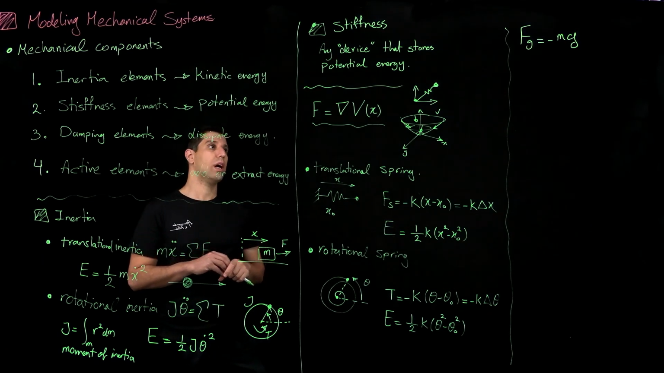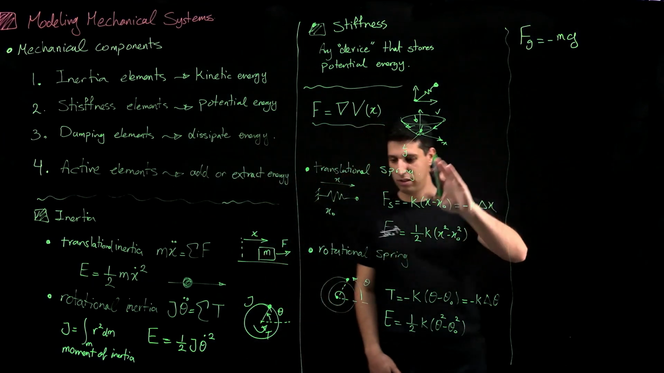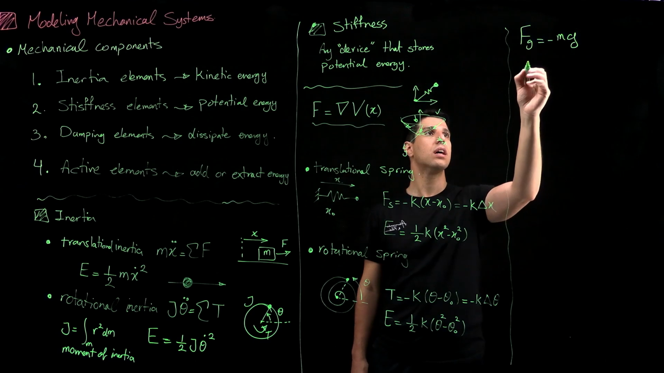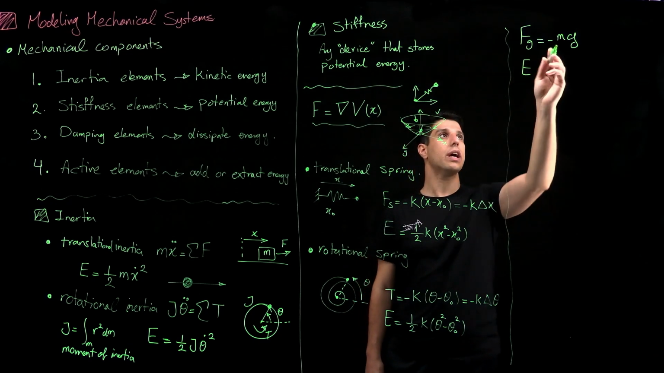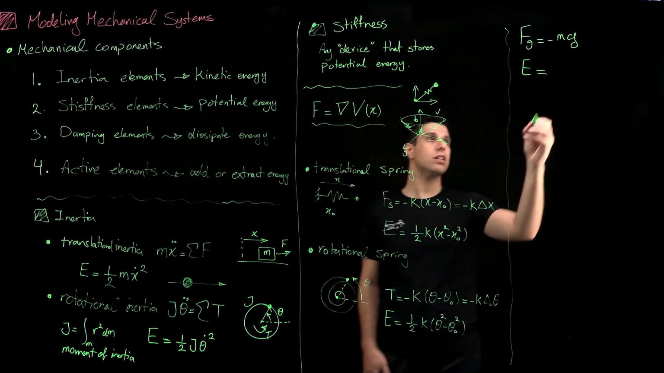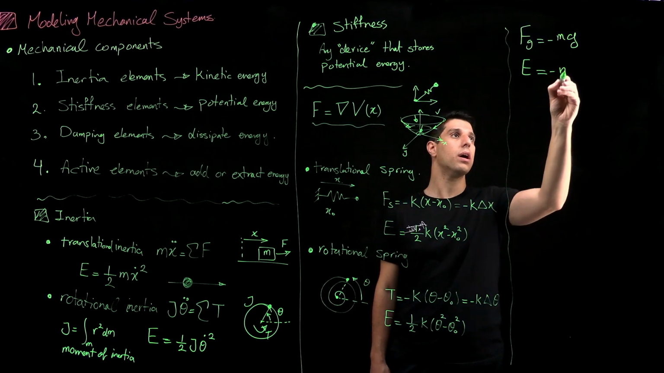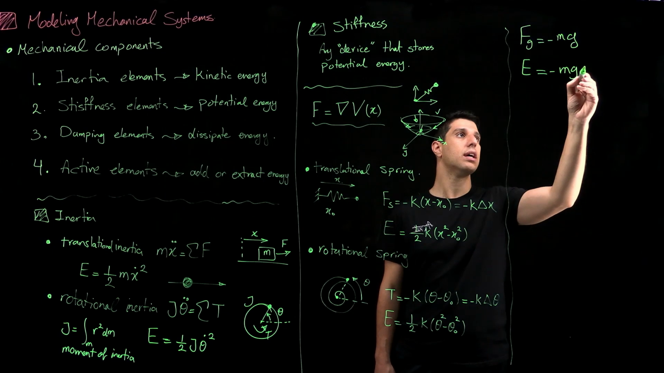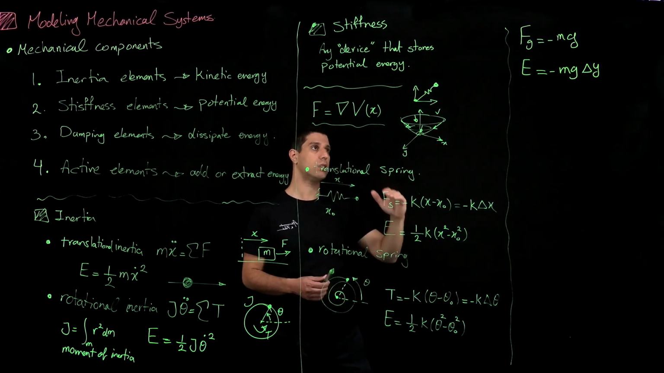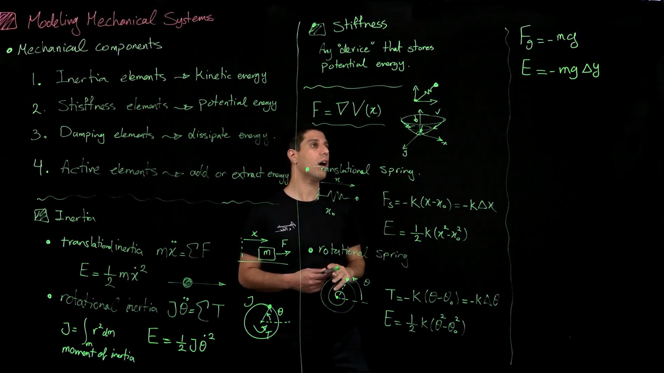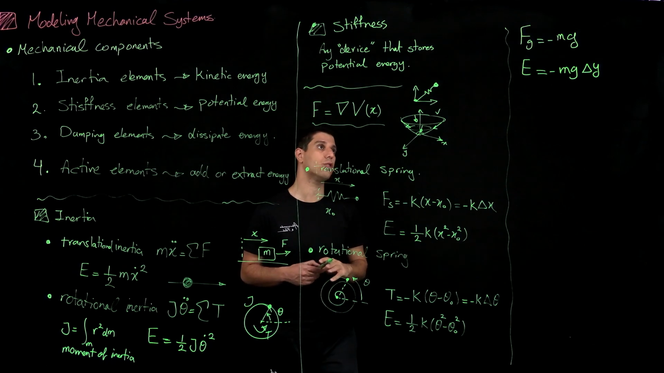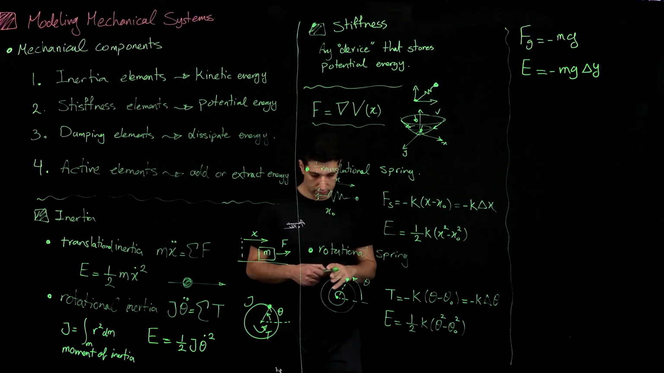So maybe let me finish this: the potential energy that comes from the effect of gravity, if you recall, was minus mg delta y. And delta y was the change of height from some reference that was usually arbitrarily chosen. Okay.